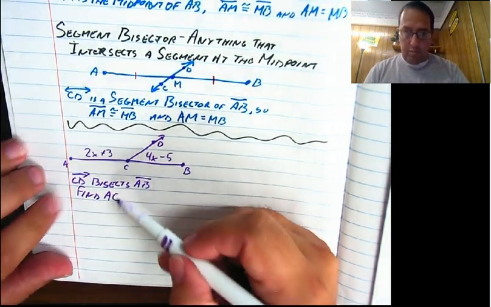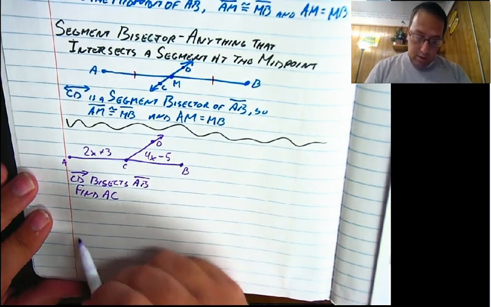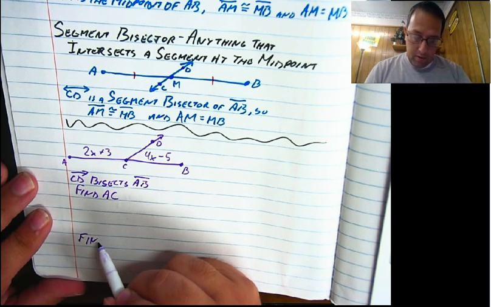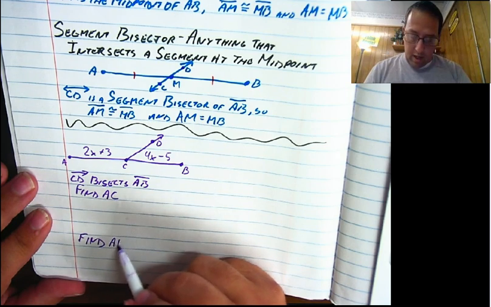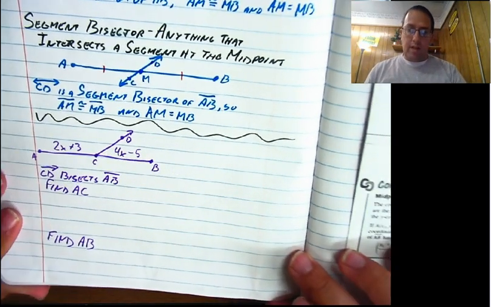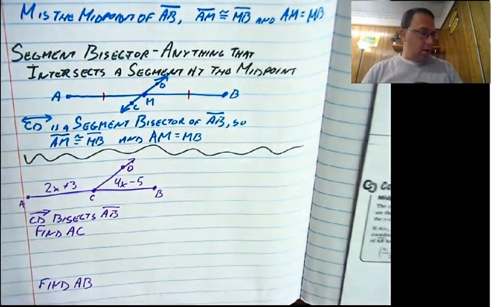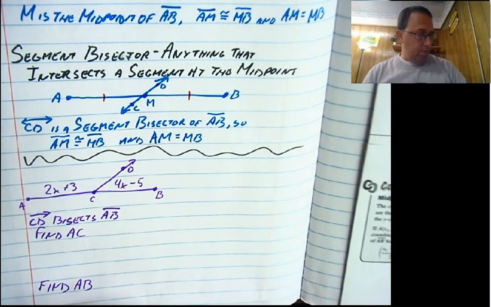Notice no bar above it. That means we're looking for length. And we also want to find the length of AB. So that's the task. Well, let's see here. What can we do with this? Let's start with what we know here.